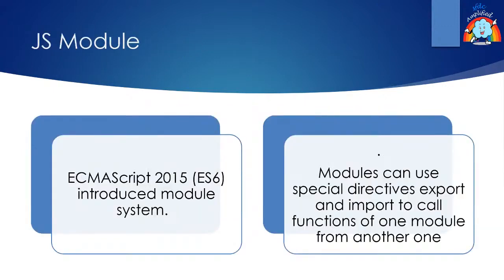So something is called a module. ECMAScript 2015, that is ES6, introduced the module system. You can consider a module as files, so a group of files. Modules can use directives like export and import to call functions of the module, like a file, from one another. So if you want to import one file, then we can simply use import and export to do that.